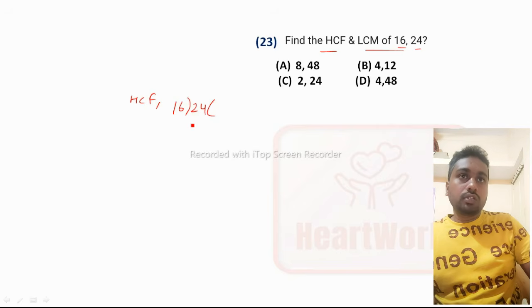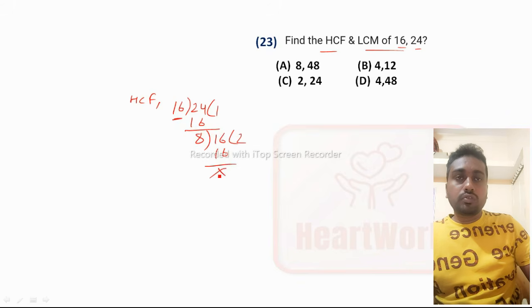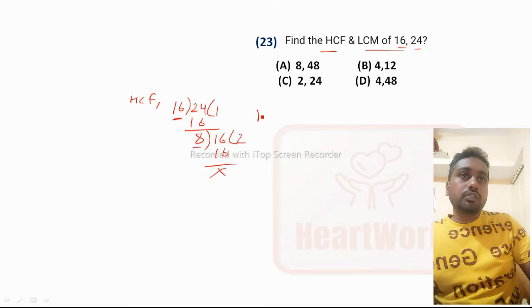If you divide this one, it will come this much. So again you have to divide this 8 and this 16. So this is crossed. Now this is over. So HCF is how much? HCF is 8. Okay. Now we are going to find the LCM.